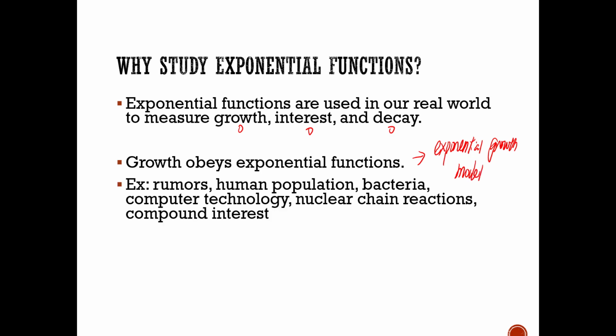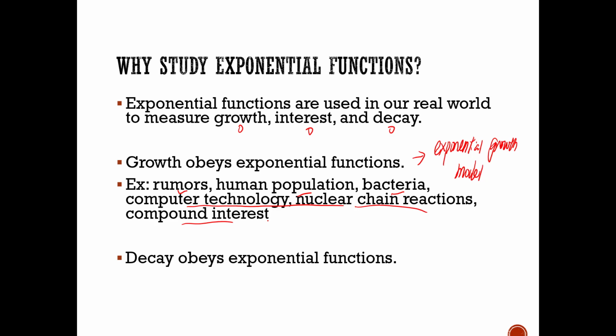An exponential growth model could be used to capture the growth of rumors, human population, bacteria, computer technology, nuclear chain reaction, and compound interest. And we're going to focus on exponential growth model in this section. We also have exponential decay model, meaning it's decreasing at a constant rate, a certain rate, right? So that's what we call exponential decay model.